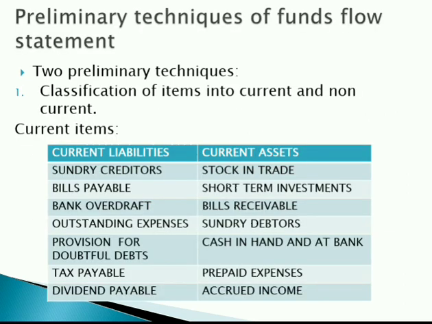There are preliminary techniques of fund flow statement. We can say that there are two preliminary techniques. The first one is classification of items into current and non-current items. We already learned about current items and non-current items in the accounting statements. The first one is current items. It includes current liabilities and current assets.